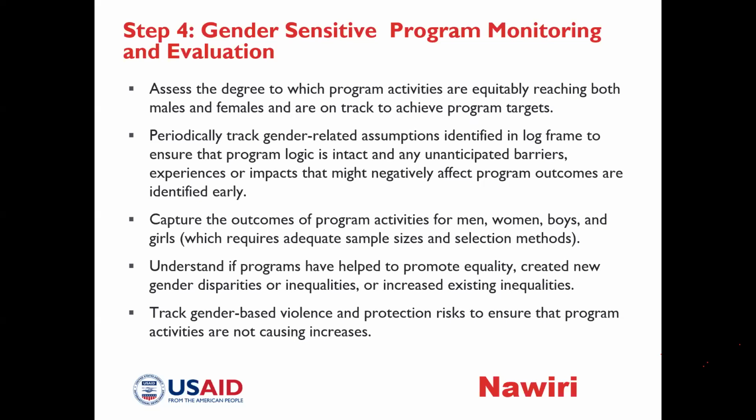Instead of that empowering women like it was intended, and indeed it did that, you can do that but have an unexpected outcome. The men now began feeling threatened by the empowered women, and that led to gender-based intimate partner violence in the houses. So we must be able to look at that. Are the interventions that we are doing creating new problems, or as we are addressing one problem, we are giving birth to another problem? So we should also be able to track gender-based violence and protection risk to ensure program activities are not causing increases in gender violence.